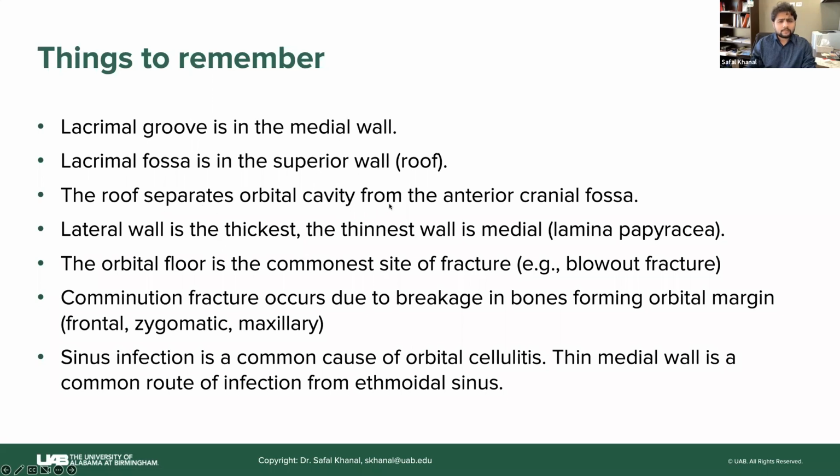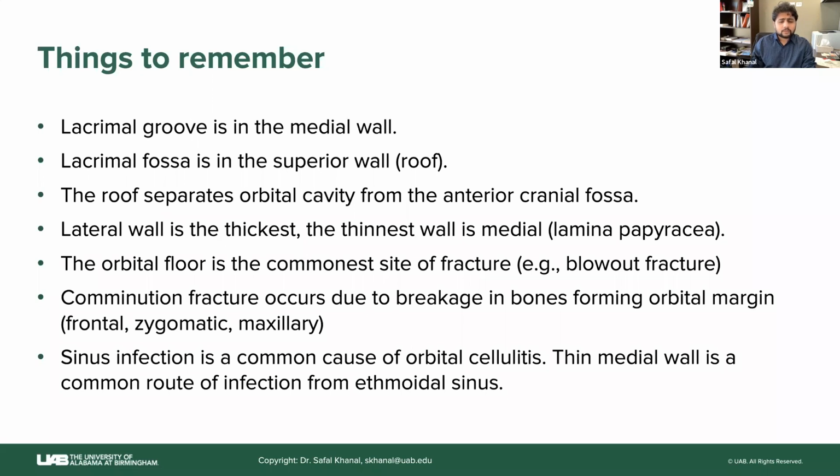The roof separates orbital cavity from the anterior cranial fossa, and the lateral wall of the orbit is the thickest wall, but the thinnest is the medial wall. But remember that in blowout fractures, the wall that is often broken is the inferior wall. The medial wall has some support from the ethmoid just inside. The orbital floor is the commonest site of fracture, as we discussed. And when there is breakage of bones in the orbital margin, it is called the comminution fracture. Mostly occurs in frontal, zygomatic, and maxillary, because these are the bones that form the margins of the orbit.